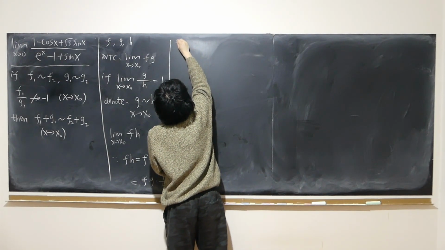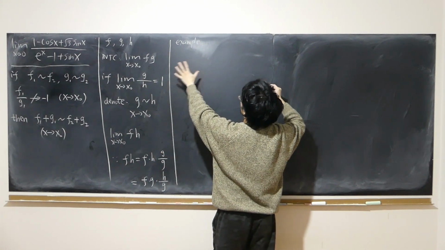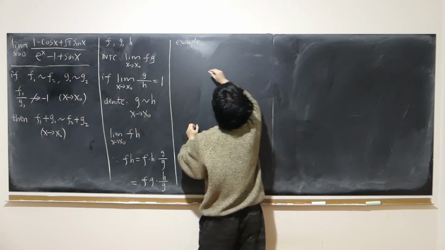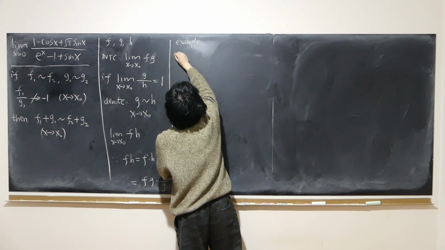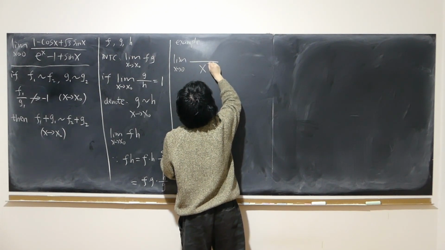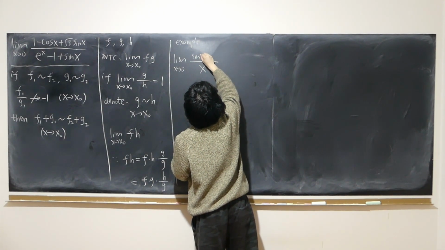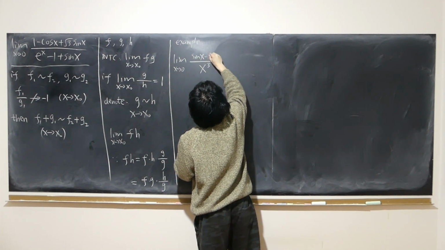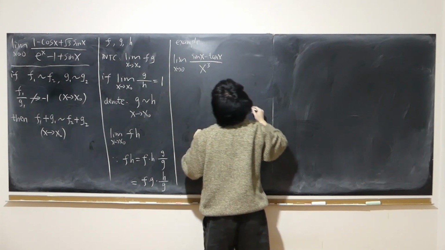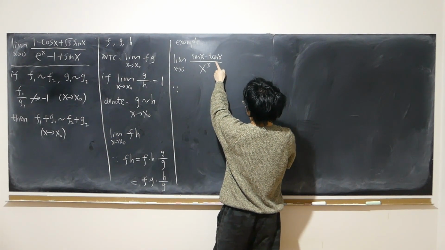So, an example. If we just substitute whenever we want, mistakes might happen. For example, if we want to calculate the limit as x approaches 0 of sine of x minus tangent of x over x to the power 3. Suppose we want to determine the speed at which tangent x approaches 0.